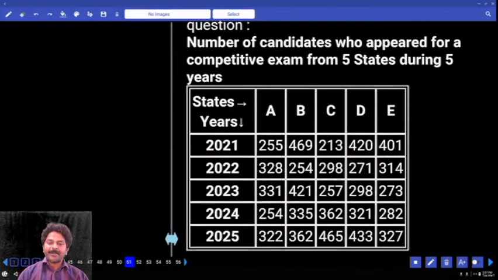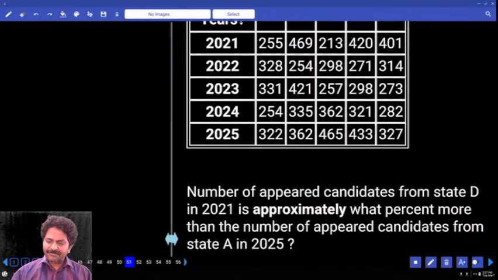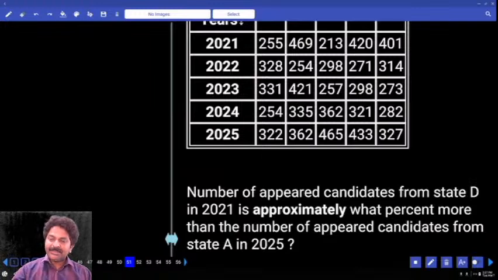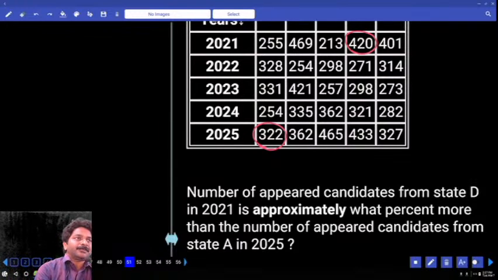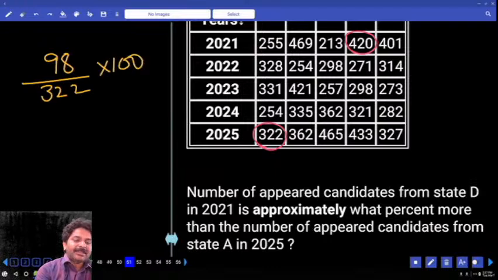Number of candidates who appeared for a competitive exam from 5 states during 5 years. Number of appeared candidates from state D in 2021, 420, is approximately what percent more than the number of appeared candidates from state A in 2025, 322. 420 is how much more than 322? 98 more upon 322, percentage into 100.